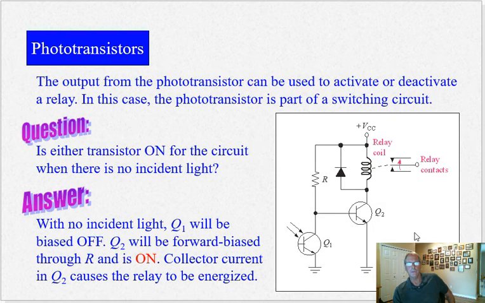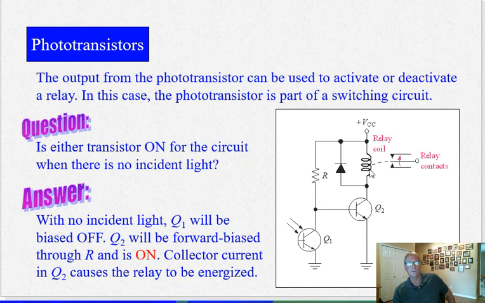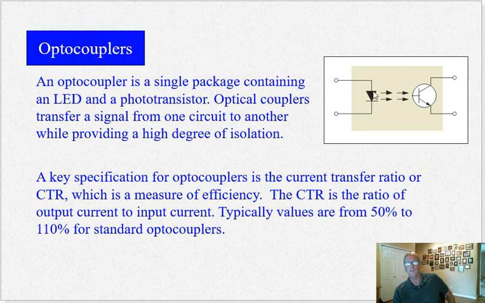Yeah, I'll get back. Here's an optocoupler right here. Phototransistor turns on a relay coil. Let's see here, optocoupler. That has an LED, a light emitting diode, in the same package as a phototransistor.